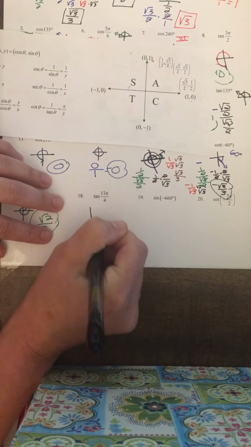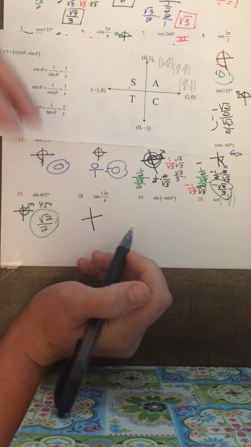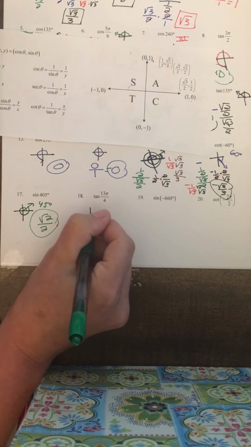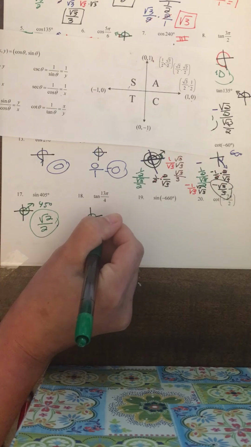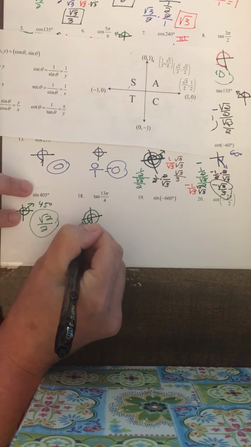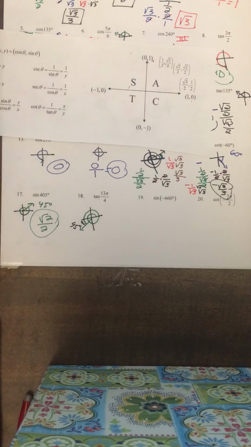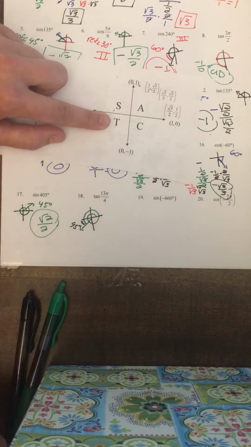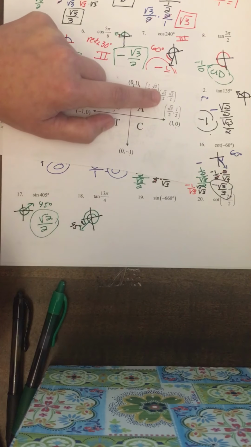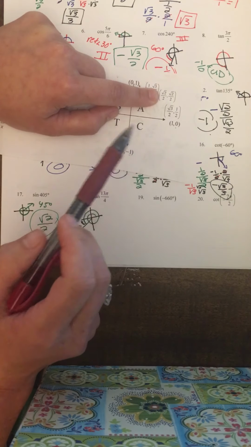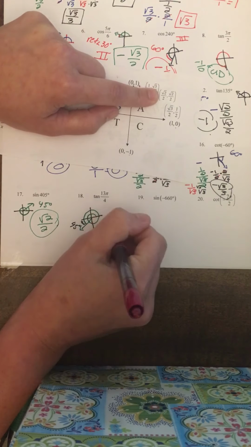Tangent of 13 pi over 4. Okay, remember 4 pi over 4 is 1 full pi, so we can rotate this and say 4 pi over 4, 8 pi over 4, 12 pi over 4, and then we go pi over 4 more, and that puts us right here, 45-degree reference angle. Tangent in the third quadrant is positive, and our 45-degree reference angle, so tangent is sine over cosine, and square root of 2 over 2 divided by square root of 2 over 2 is just going to give us 1.